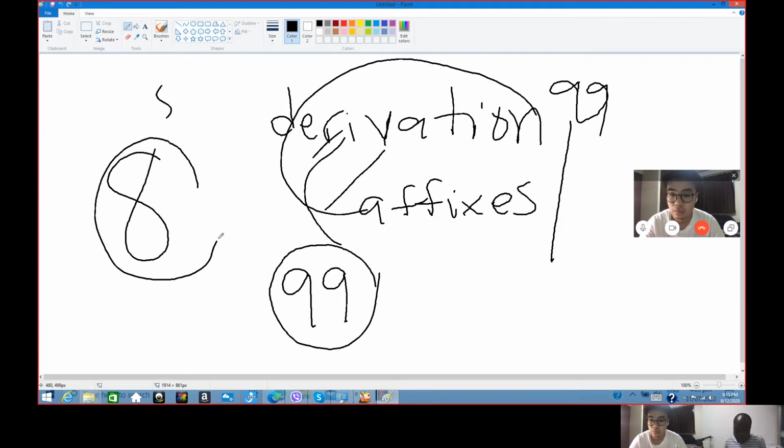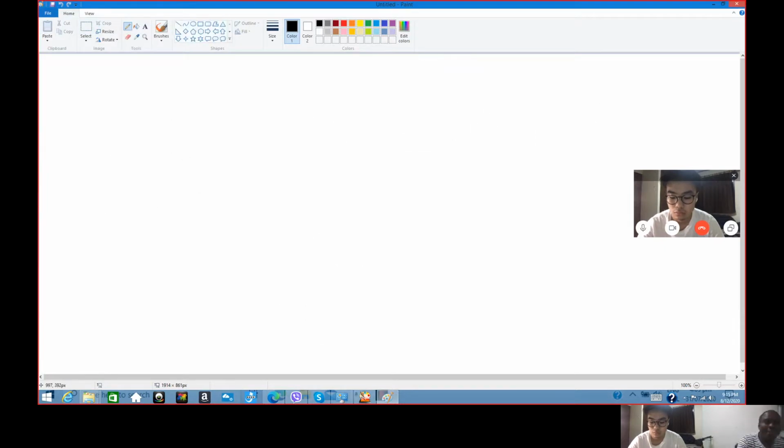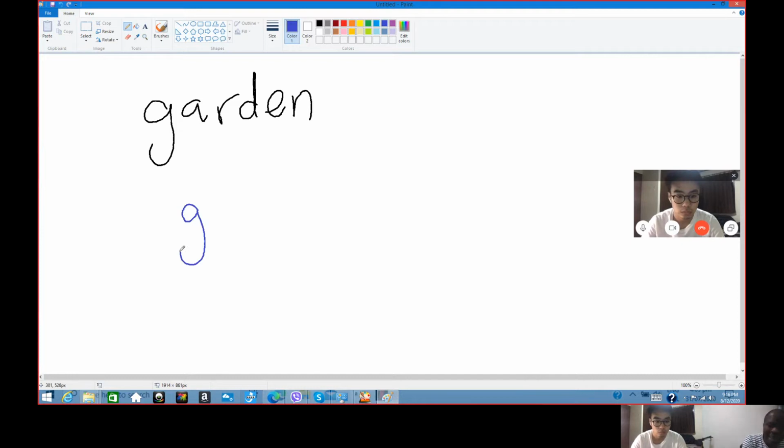So listen. An affix can be either derivational or inflational. Then derivational affixes serve to alter, that means change, the meaning of a word by building on a base. You understand it? What he's saying is that derivational affixes change the meaning of a word when you are building on the base. So the base word is garden. Then if I want to build on garden, I'm going to get gardener.